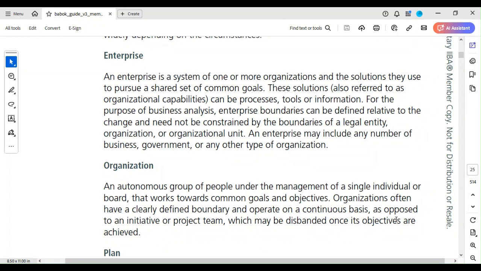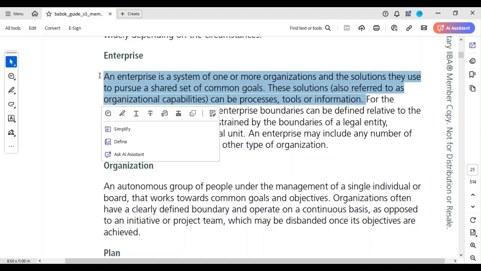An enterprise is a system of one or more organizations. I was telling you that an enterprise can be made up of one or more organizations and the solutions that they use to pursue a shared set of common goals. These solutions, also referred to as organizational capabilities, can be processes, tools, or information. If you didn't get that, let's go right back into it. An enterprise is a system of one or more organizations and the solutions they use to pursue a shared set of common goals. These solutions, also referred to as organizational capabilities, can be processes, tools, or information.